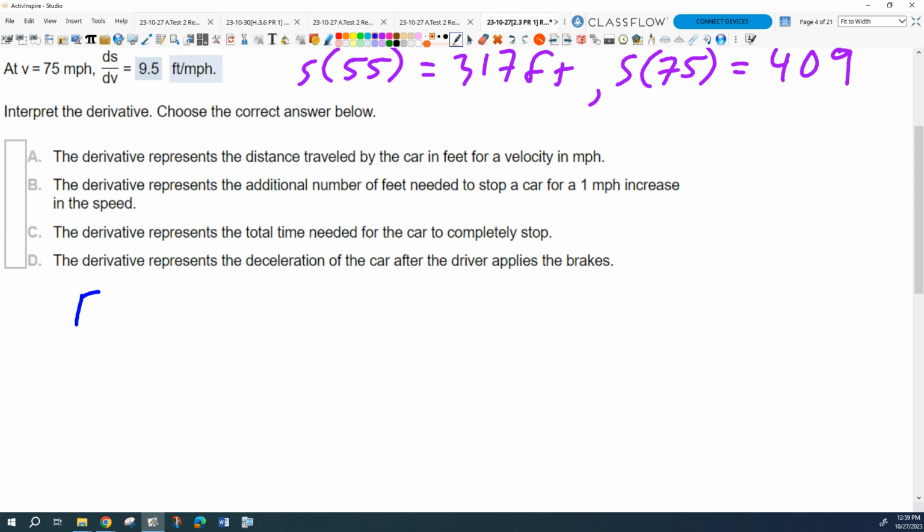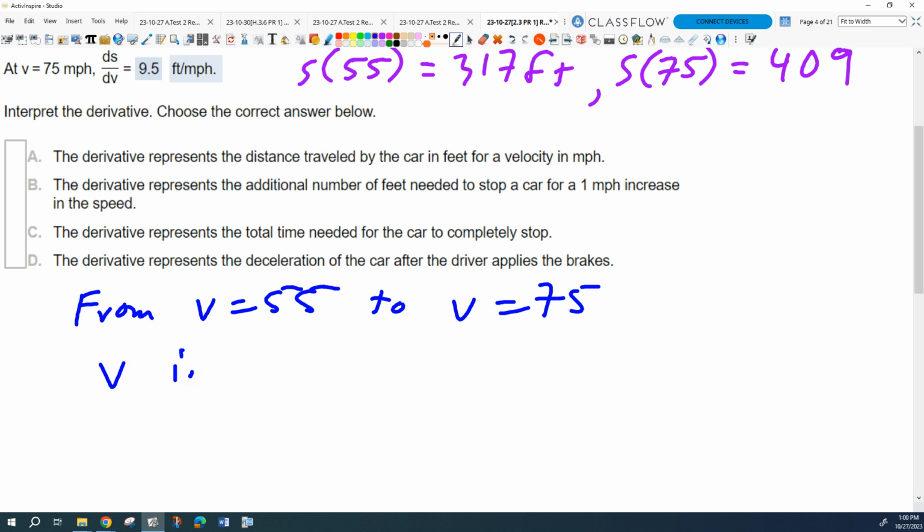From speed equals 55 to speed equals 75, speed increases by what percent? Well, 75 over 55, what's 75 over 55 real quick? 1.3636. Okay, so by about 36%. We increased our speed by 36%.